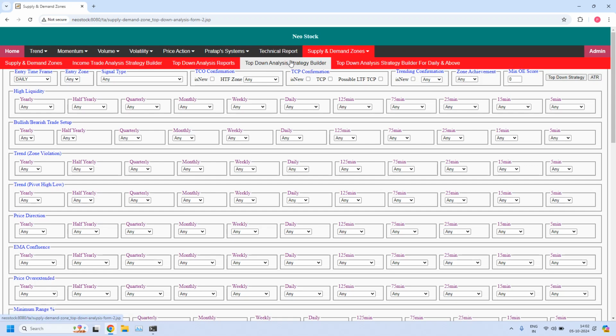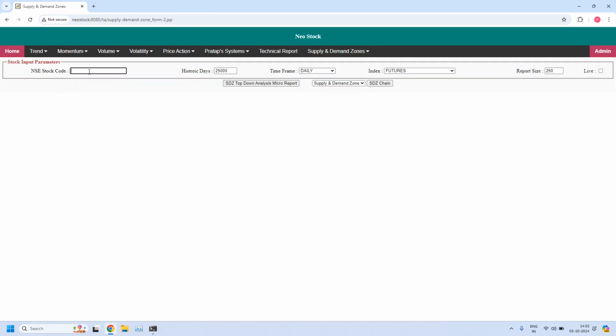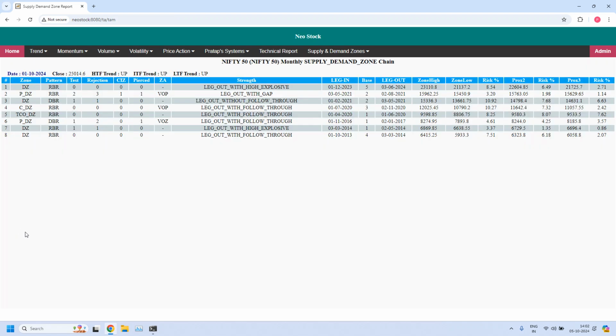So let's start with Nifty, that is Nifty 50, and also we will start with monthly time frame. So Nifty monthly supply demand zone chain I am generating. So this is the Nifty supply demand zone chain for monthly time frame.